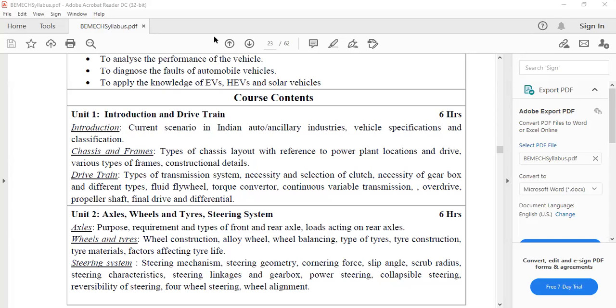So today we will discuss the next topic, that is clutch. So for that purpose, I want to share my screen. So this is our syllabus, and necessity and selection of clutch is today's topic for discussion.